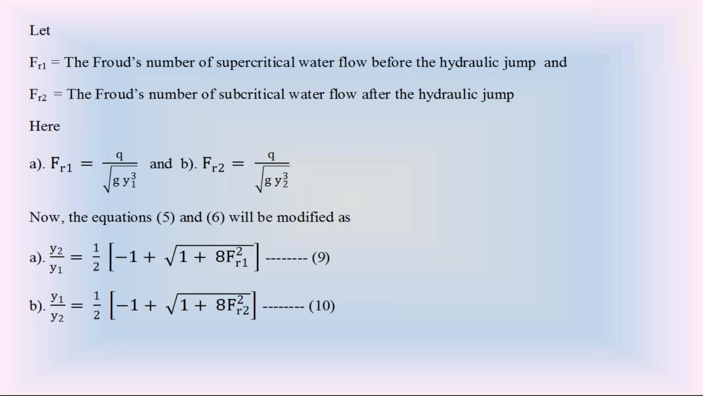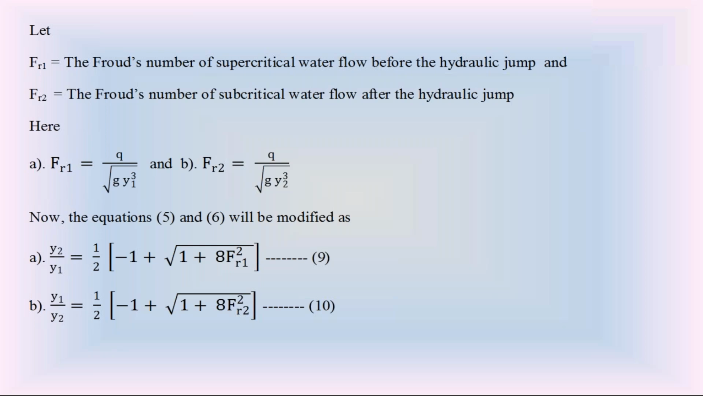Then in equations 3 and 4, take y1 by 2 common on the right side in equation 3. Take y2 by 2 common on the right side in equation 4. You will get 5 and 6. Then substitute yc cube is equal to q square by g. Then you will get 7 and 8.